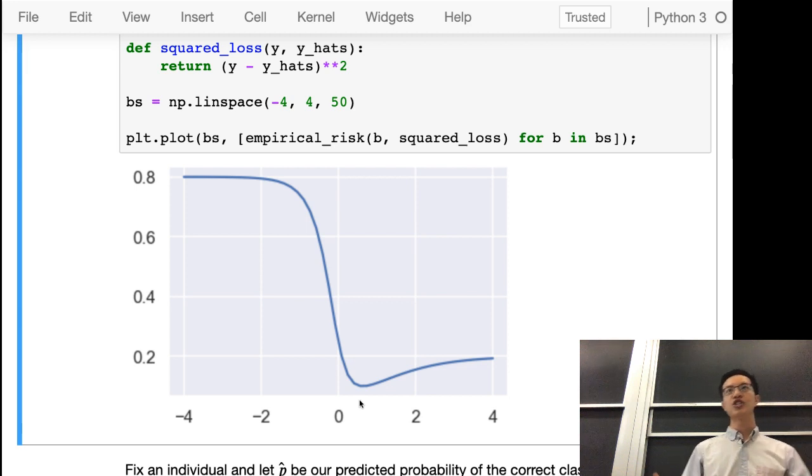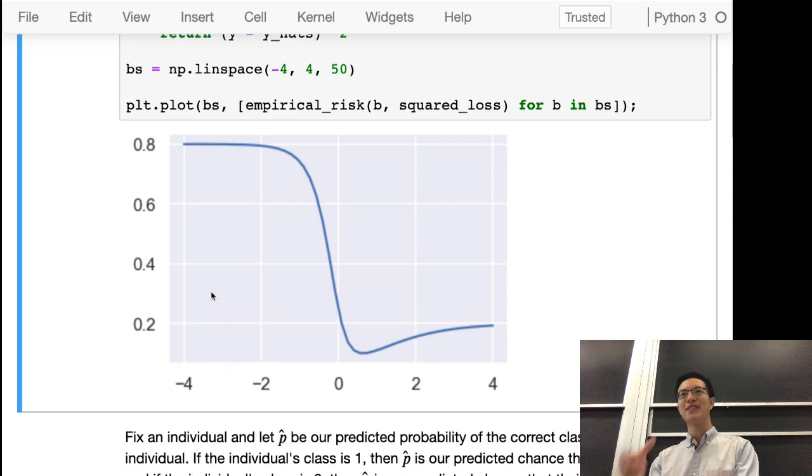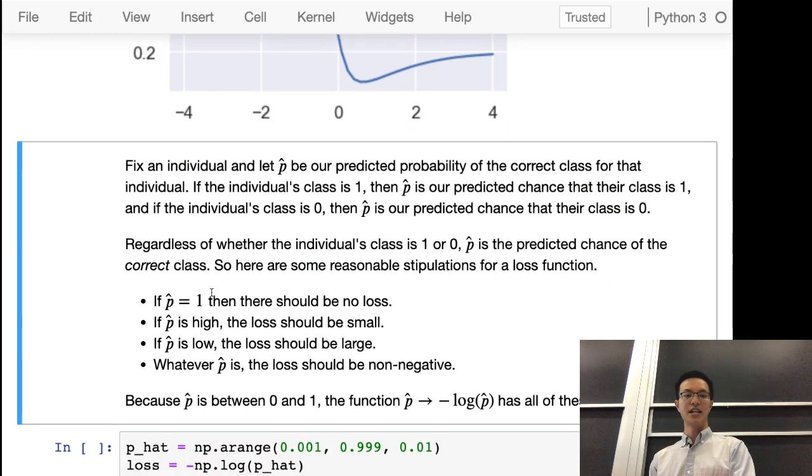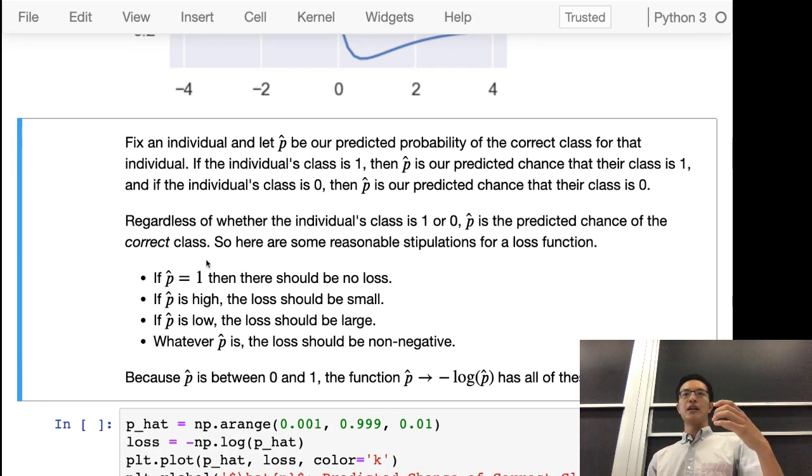So let me give you some intuition around the cross-entropy loss function. It's not just some made-up, magical incantation of variables. It does have some meaning. And the meaning here is, if our model makes a prediction, we can label that prediction p hat. In particular, we can tweak our prediction a bit so that p hat is our predicted probability of the correct class for the individual, which essentially means that what we're asking is what's the chance that our model got the answer right?